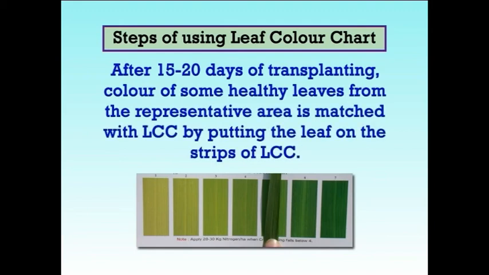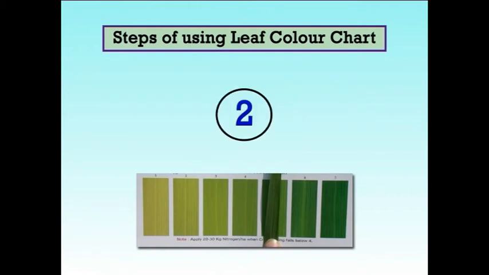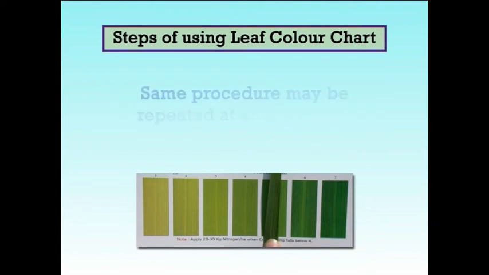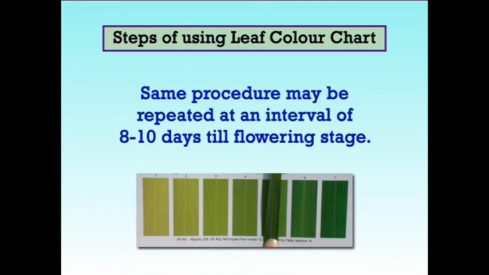After 15 to 20 days of transplanting, color of some healthy leaves from the representative area is matched with the leaf color chart by putting the leaf on the strip of leaf color chart. If the observed value falls below 4, then apply 55 to 60 kg urea per hectare, and if the value falls below 3, then apply 45 to 50 kg of urea per hectare. Same procedure may be repeated at an interval of 8 to 10 days till flowering stage.